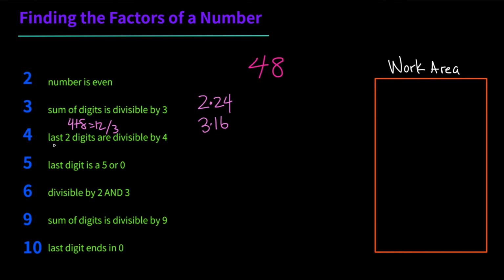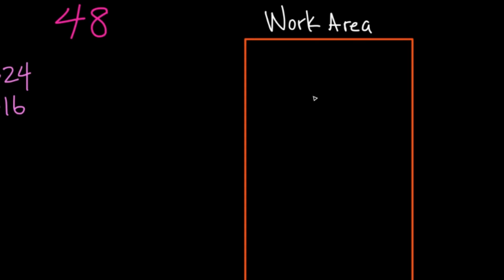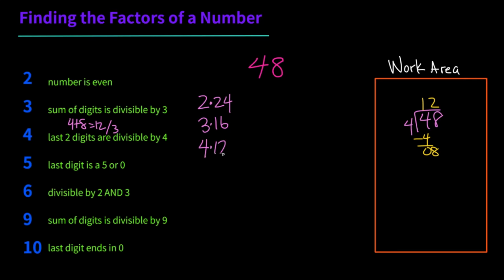Next, we want to see if 48 is divisible by 4. We can check that, or we might notice that 4 times 12 is 48, but we can pretend like we don't know. 48 divided by 4, 4 goes into 4 one time, 4 goes into 8 two times. That means we have a factored set of 4 and 12.